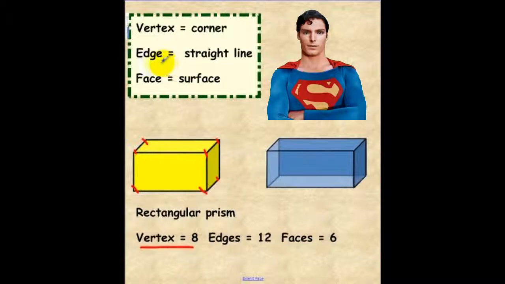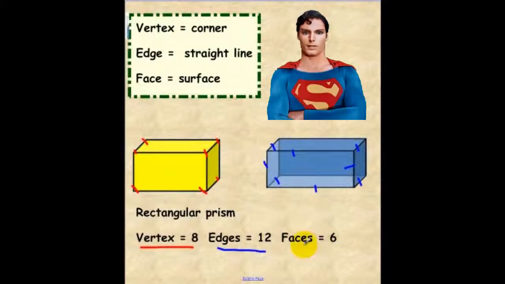Now, the edges, let's see how many edges we have, and we should have 12. Well, you can count them either way. Let's see if we can figure out on this side. We have 1, 2, 3, 4 on this side, and the other side is exactly the same, so that's 8. Then we have 9, 10, 11, and 12. So we have 12 edges.